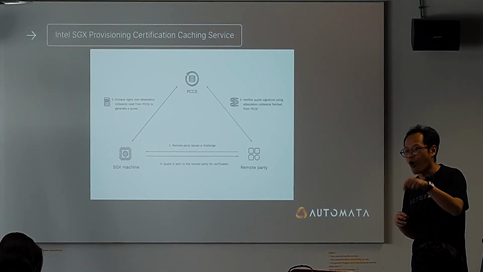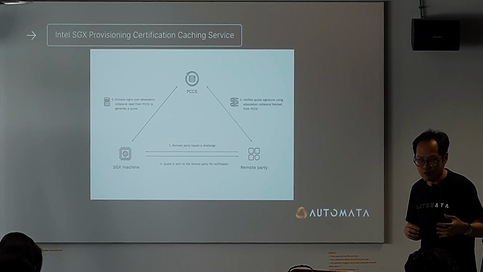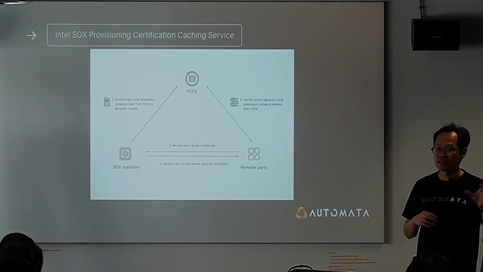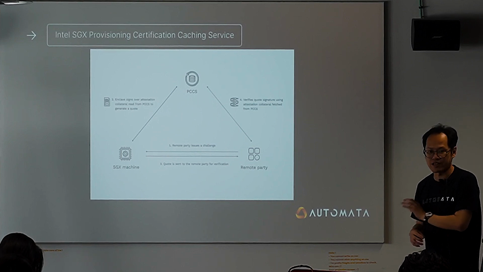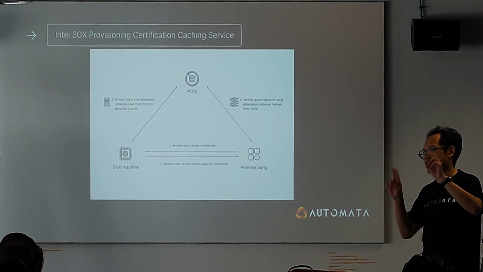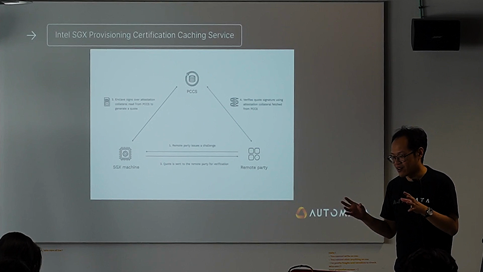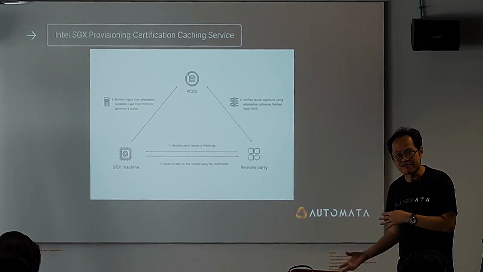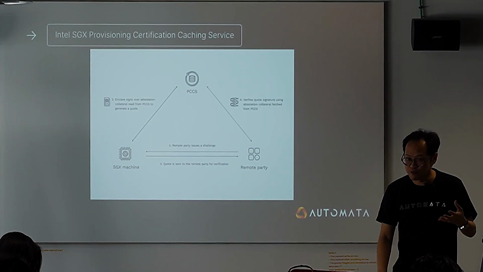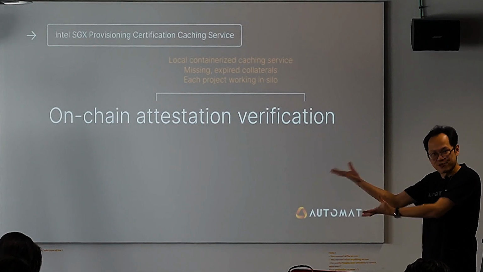But the thing is, not all collaterals can actually be found on Intel's PCS. If you are working with cloud providers, like you're running an SGX or TDX instance on Azure, for example, then the collaterals for those machines, you won't find them on Intel's PCS. Rather, you'll find them on Azure's own PCS service. So depending on what kind of hardware and where you're running them, you actually have to go to different places to look for your collaterals.